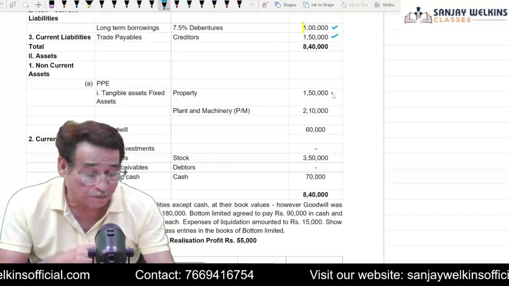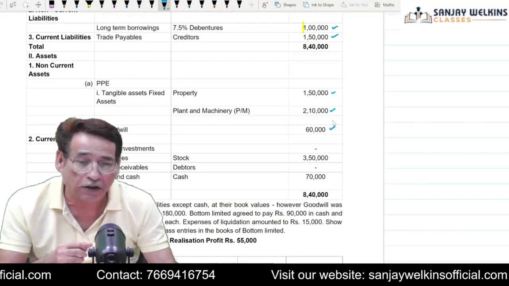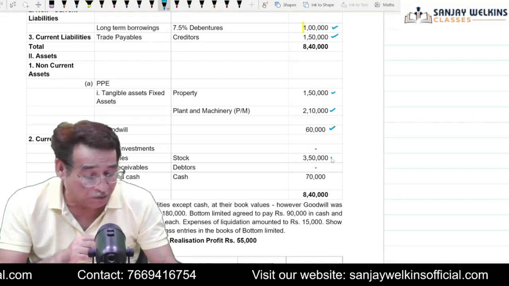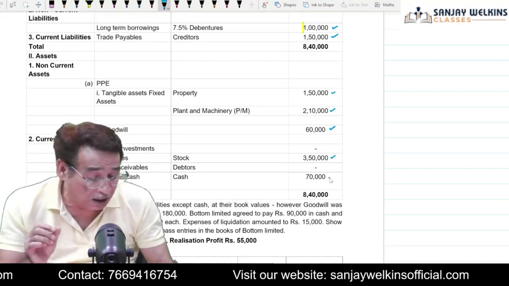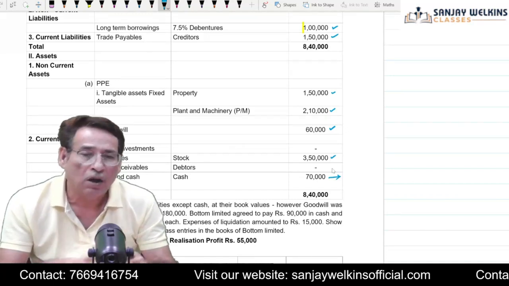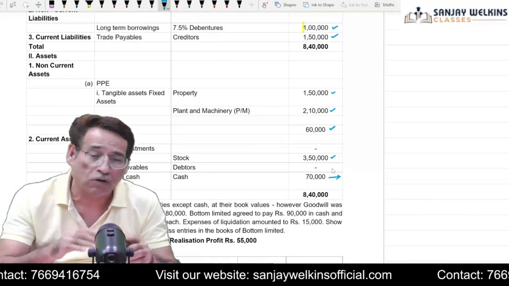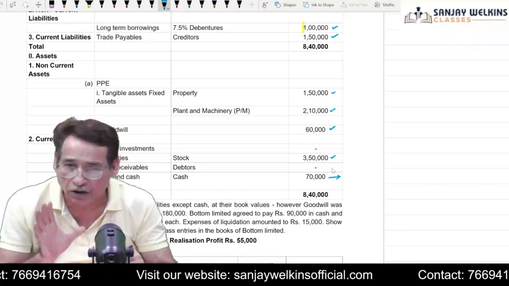Then we have property, plant and machinery and goodwill. All these items will be debited to the realization account. Even stock will be debited. Regarding cash, I will have to check whether it is given in the question that it is taken over or not. And suppose it is not given at all whether it is being taken over or not, in that case, always presume that cash has been taken over.